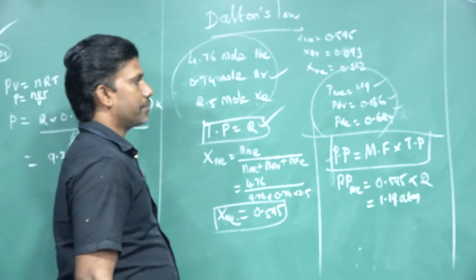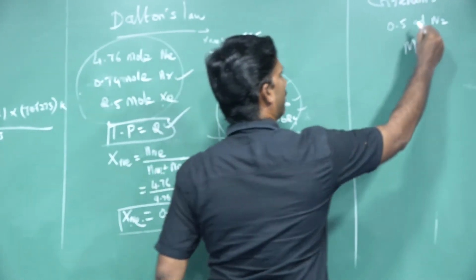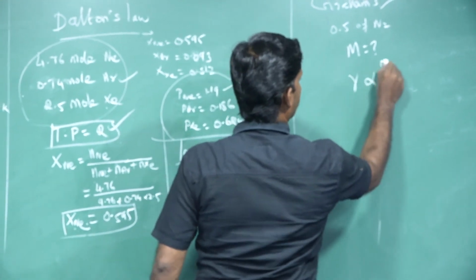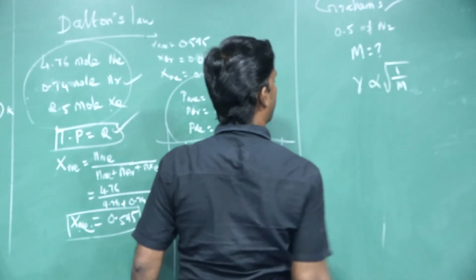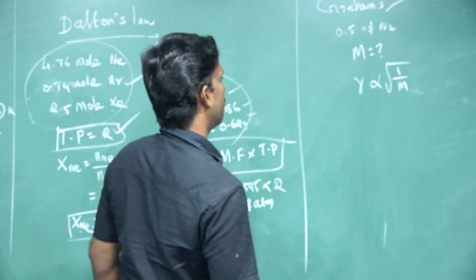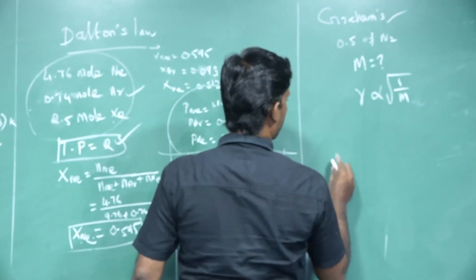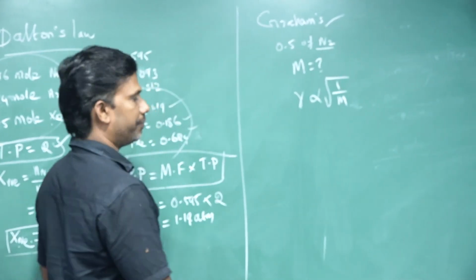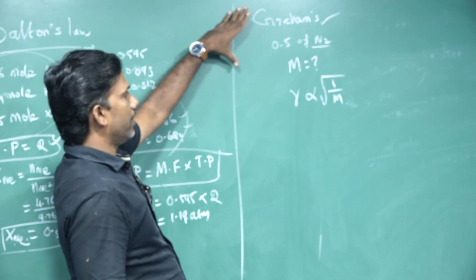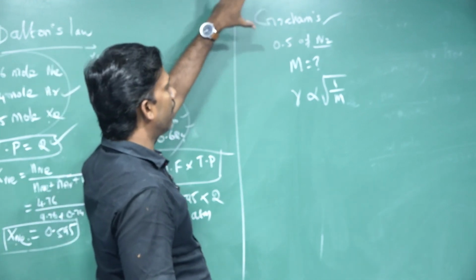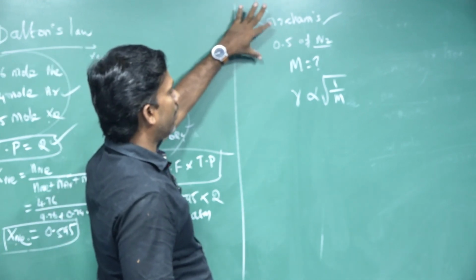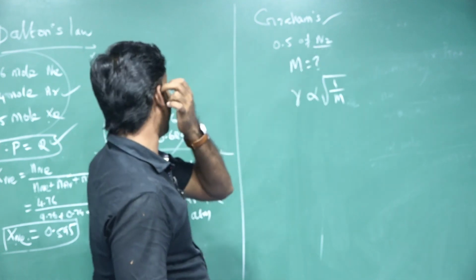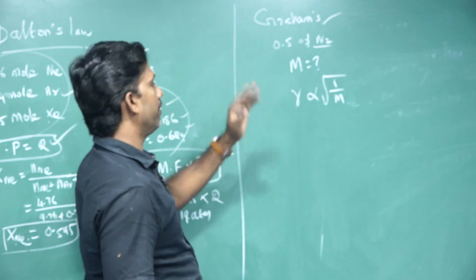Then let us move on to Graham's law. What does Graham's law say? According to Graham's law, the rate of effusion or diffusion is inversely proportional to the square root of the molecular mass of that particular gas. So comparing the two cases, the question is like this: the unknown gas has a rate of 0.5 times that of nitrogen. They didn't give a value for nitrogen, but we assume it is 1.